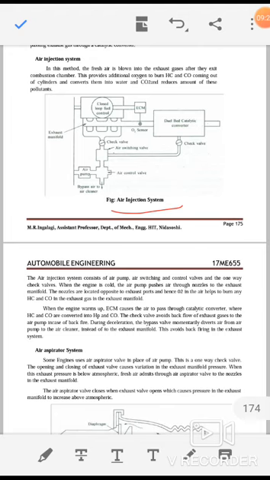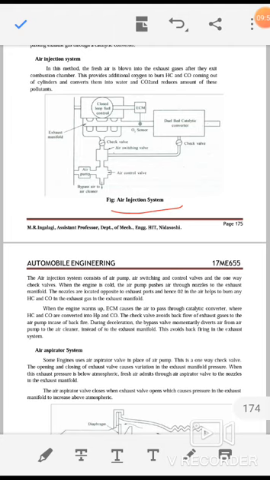When the engine warms up, the ECM causes the air to pass through the catalytic converter, where HC and CO are converted into H2O and CO2. HC and CO will be converted into H2O, you know what H2O is, water vapor, and CO2.